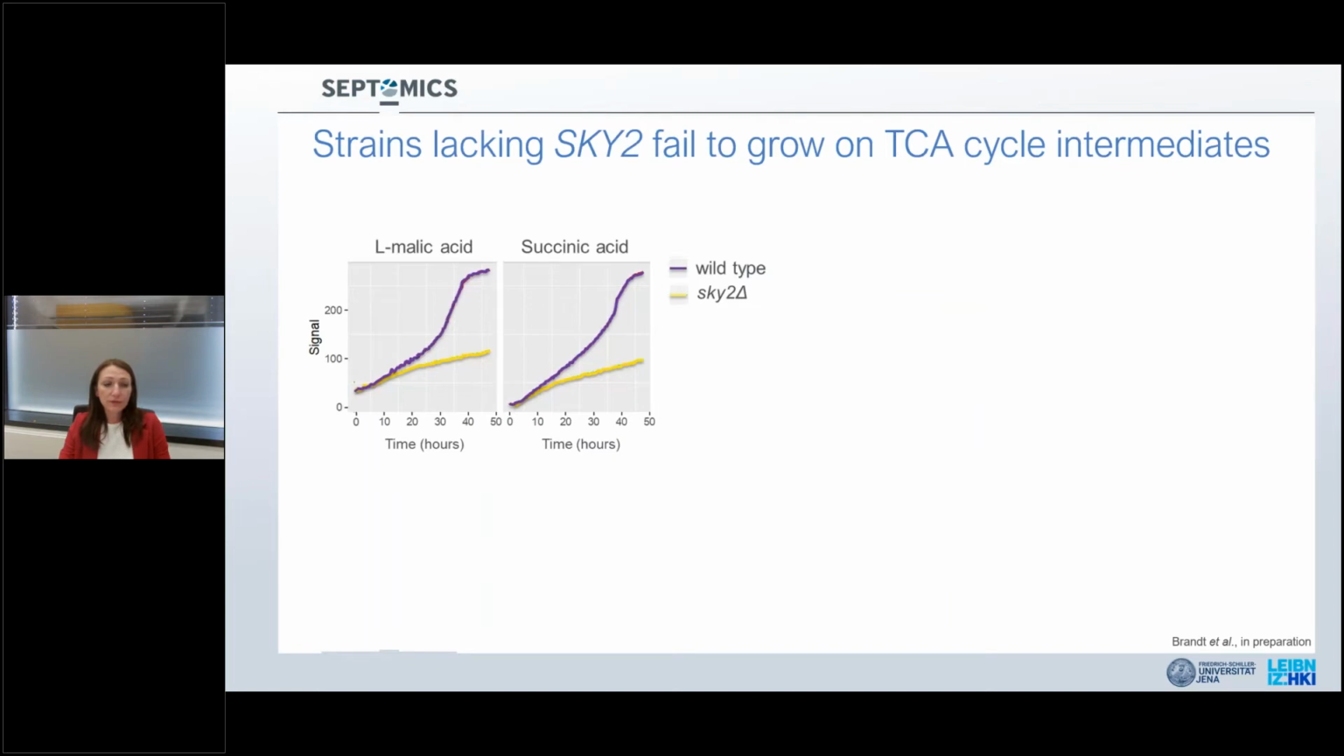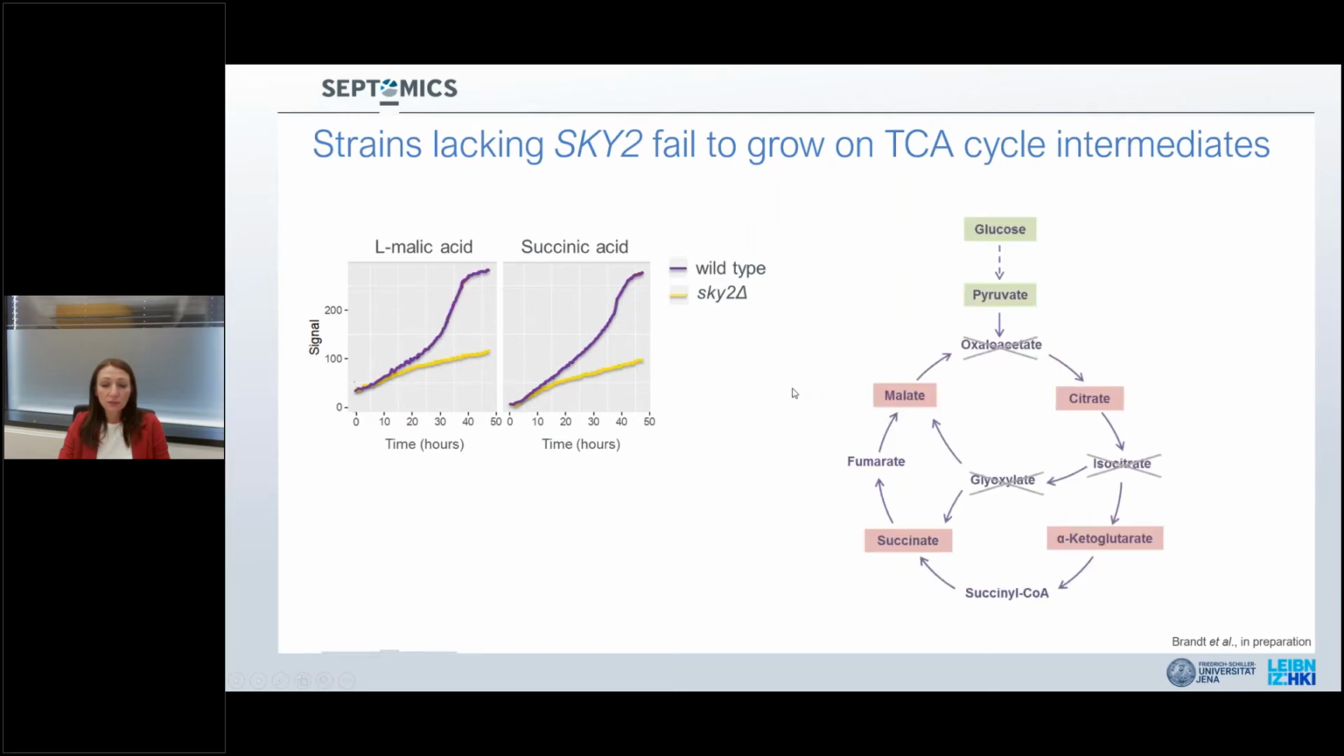What we found with the microarray data was that the SCY2 mutant failed to grow on various TCA cycle intermediates, such as malic acid and succinic acid, for example. You can see the non-active growth for the mutant strain versus the active growth of the wild type. We then confirmed the Biolog-generated data manually by growing the cells on various TCA cycle intermediates and comparing those with the upstream metabolic reactions.